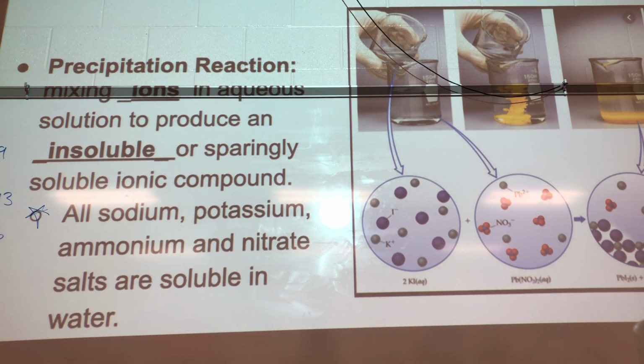Okay, here are the correct answers. So first off, with precipitation, you're looking for a solid as a product. What are you looking for on the reactant side? Aqueous. So, this reaction right here, the copper bromide, sodium hydroxide, that would be one.